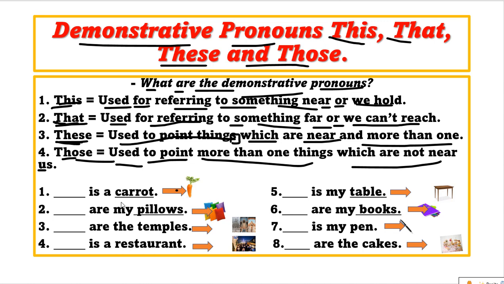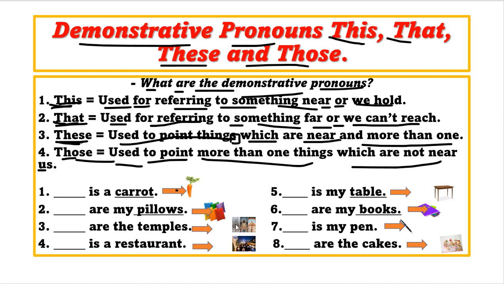Number 1: blank carrot. What do you think? This, that, these, those. Of course, this. Number 1, this. Number 2: blank are my pillows. What do you think? If you see the arrow here, it's near, same with number 1, but here there are a lot of pillows, that's why we use are.